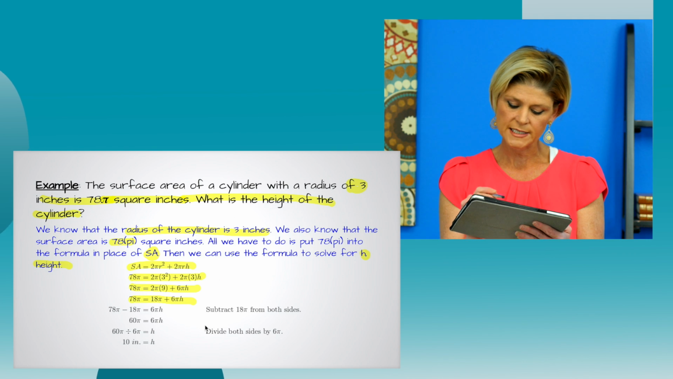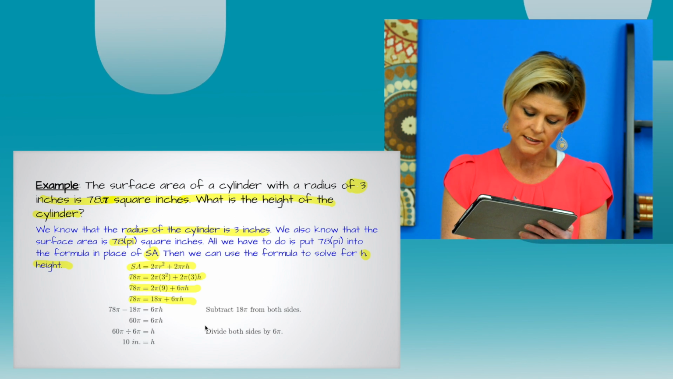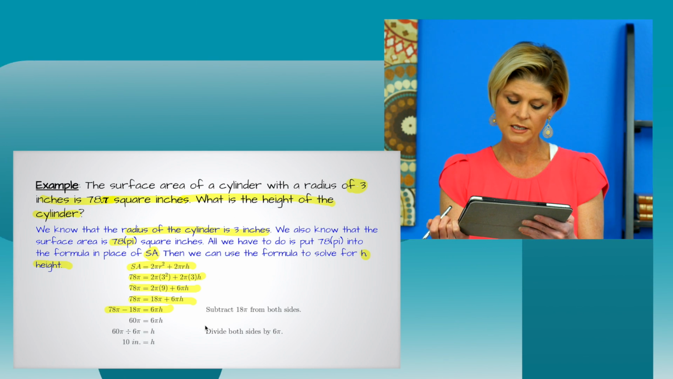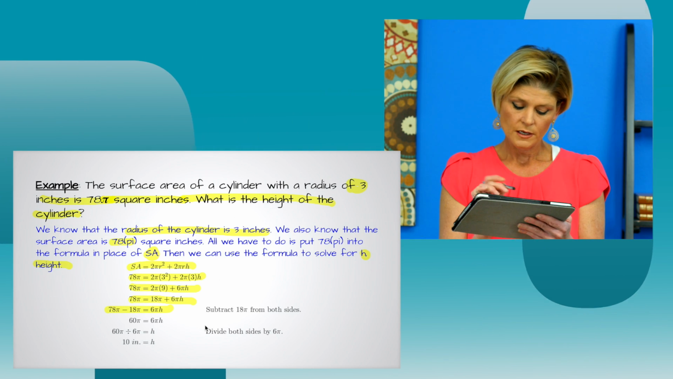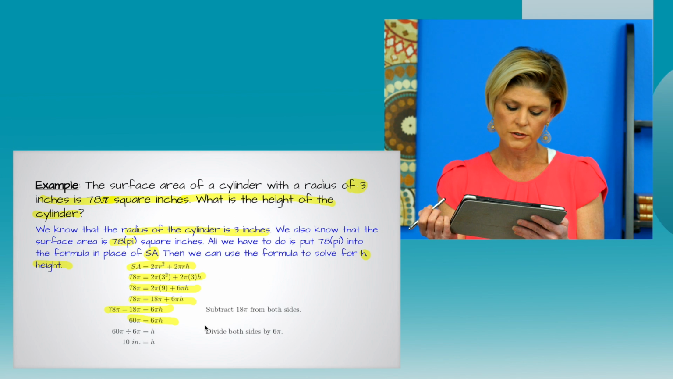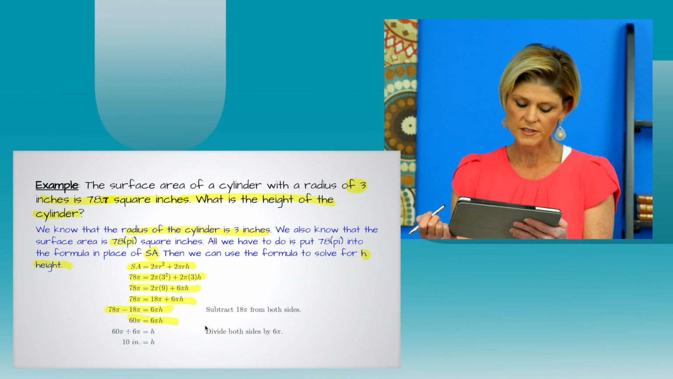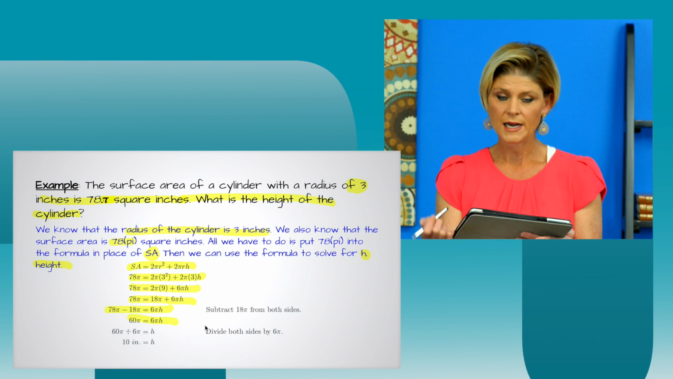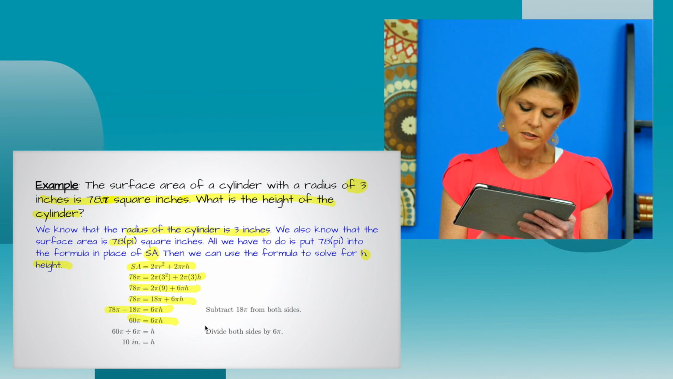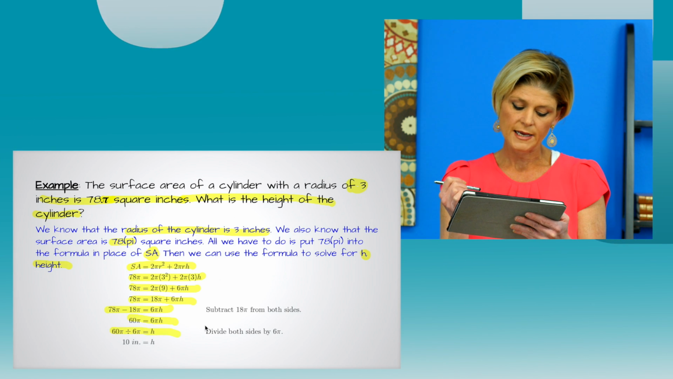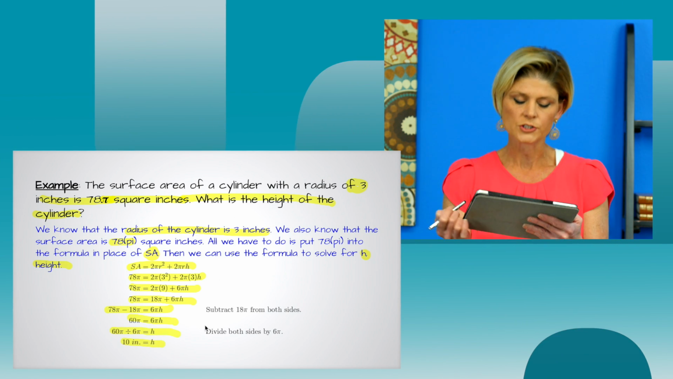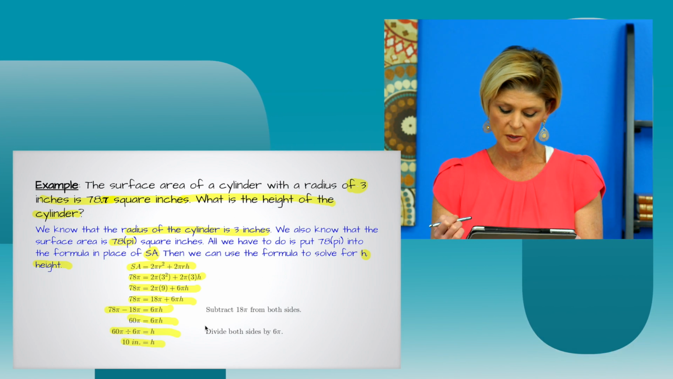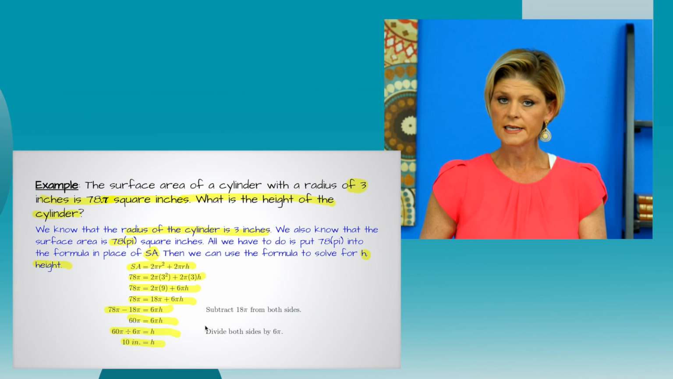Okay, we're going to subtract 18 pi from both sides, and I get 78 pi minus 18 pi equals 6 pi h. And now when I subtract 78 pi minus 18 pi, I get 60 pi equals 6 pi h. Okay, 60 pi divided by 6 pi is 10 inches. 60 divided by 6, and that's what we did there, is divided both sides by 6. So now we have the height. The height is 10 inches.